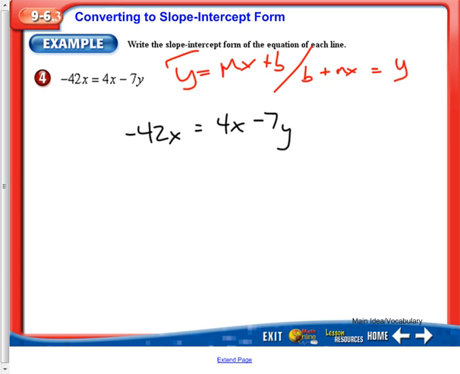We just always like to say it this way because we kind of get used to it. Y equals mx plus b. It's easy to remember, not b plus mx equals y or something like that. So generally we like to write it in that order.